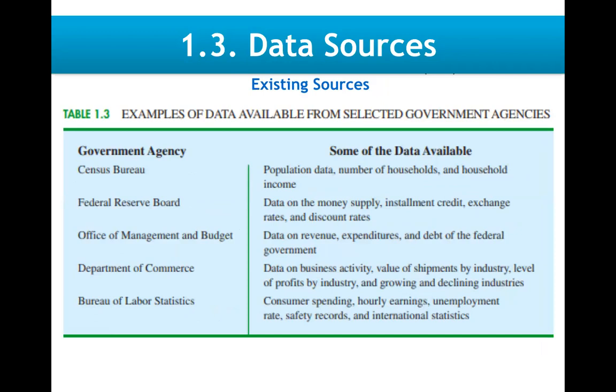In Table 1.3, there are some examples of data which is available from selected government agencies. For a government agency like the Office of Management and Budget, you might come across data on revenues, expenditures, which is spending, and debt of the federal government. When it comes to the Department of Commerce, you come across data on business activity, value of shipments by industry, level of profits by industry, and growing and declining industries, etc.